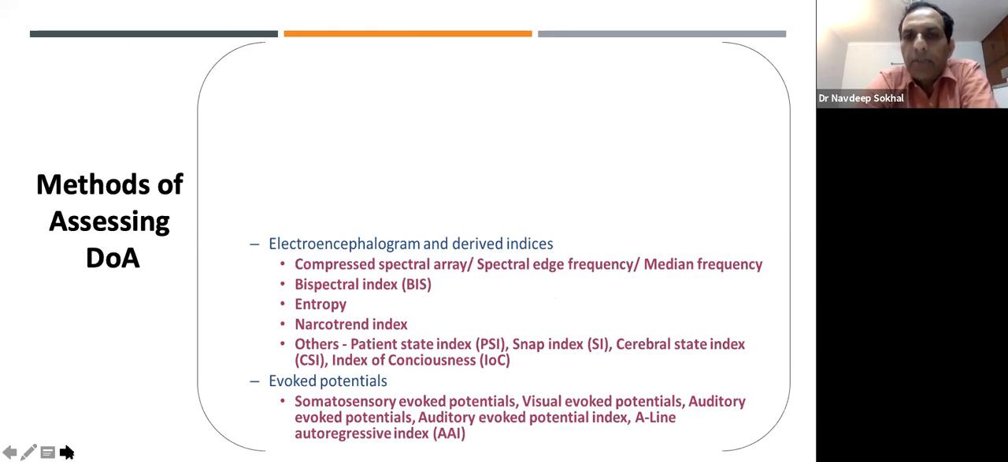So the EEG based monitors include some indices like compressed spectral array, spectral edge frequency, median frequency. This we all know is the most popular out of them. Then entropy, Narcotrend, and others came in. Similarly, evoked potential based monitors like somatosensory evoked potential, visual evoked potential, auditory evoked potentials, and so on. But the most common one which is being used is auditory evoked potential.